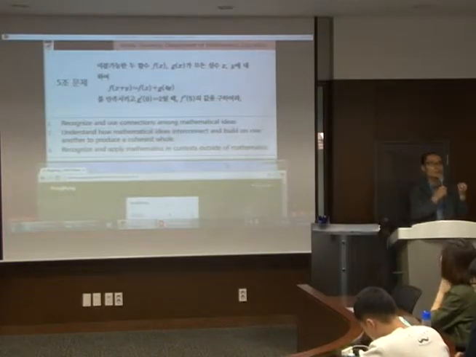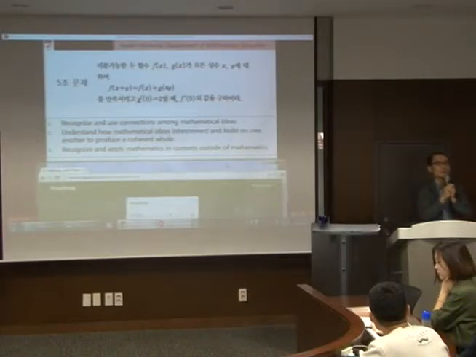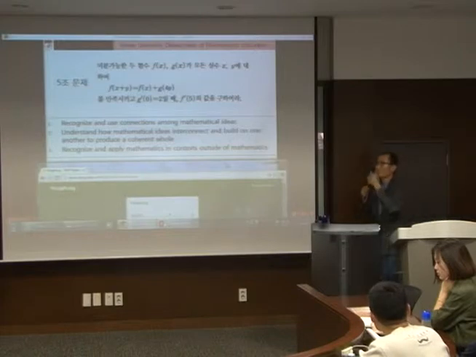It should include a coherent whole if this problem is categorized as the second statement. A coherent whole means a big idea, right? It produces something after connecting each other. That's why I emphasize coherent whole.